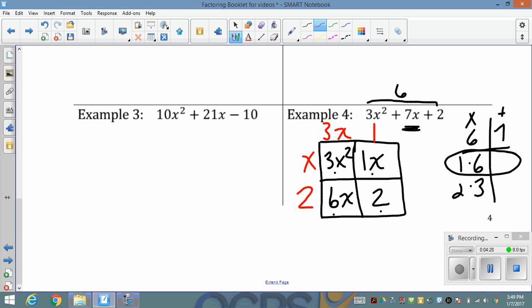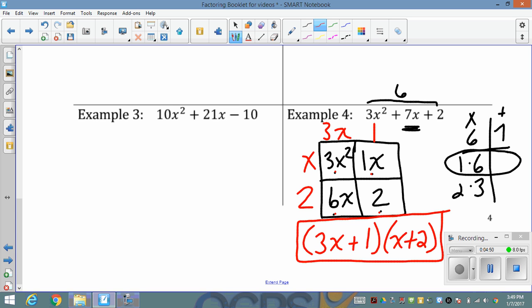The 6x and the 2 just have a 2 in common. I'm going to do a quick multiplication. So 3x times x is 3x squared. 1 times x is 1x. 3x times 2 is 6x. 1 times 2 is 2. So I know it multiplies correctly. That means that our factored form is 3x plus 1 times x plus 2. And that's my answer.